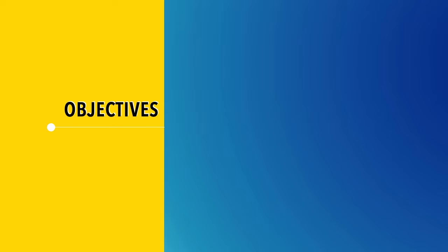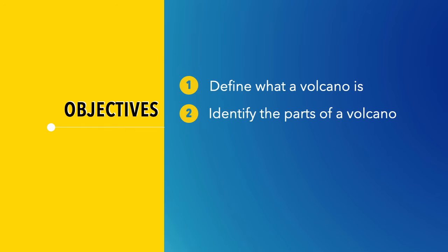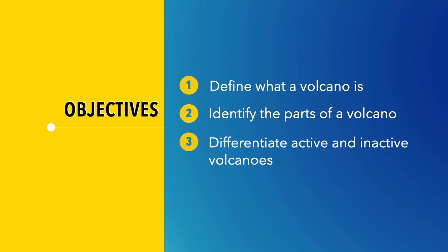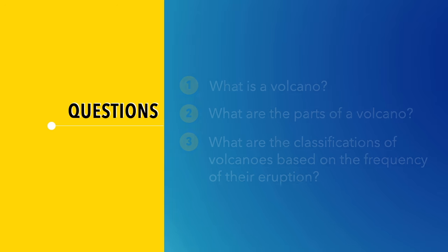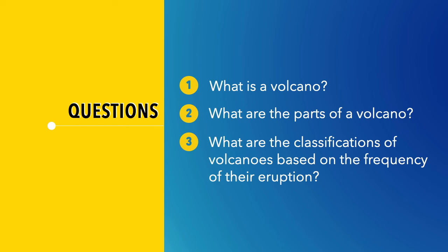The following objectives are: define what a volcano is, identify the parts of a volcano, and differentiate active and inactive volcanoes. Consider the following questions and try to answer them as you watch this video lesson. Take a pause if you want to write this down before proceeding.